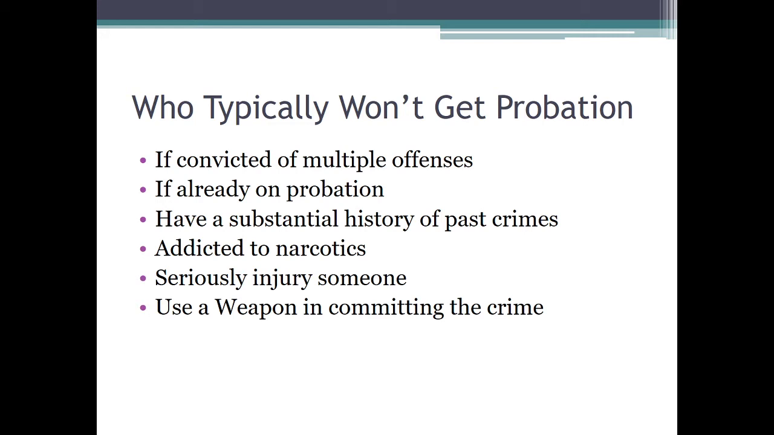But if you have 10 or 20 convictions, and I've seen people with 10 convictions for assault in North Carolina, the odds of you getting probation drop because we just feel that whatever we've done in the past, which is usually probation, hasn't worked. You also typically will be denied probation if you commit the crime while you're already on probation. We also will look into your past crimes, and this, of course, relates to your multiple offenses.